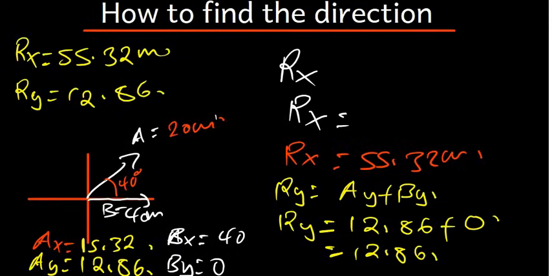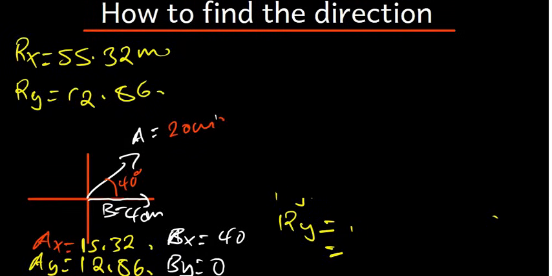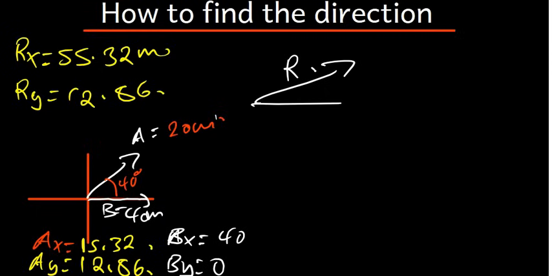The only thing here is that as long as we have been given more than one vector, you have to resolve each vector into x and y components, then add the x components alone, and add the y components alone. So after adding them, what you have now is this. This is the resultant we are trying to find. You have now the x component, which is the Rx, and the y component, which is the Ry.